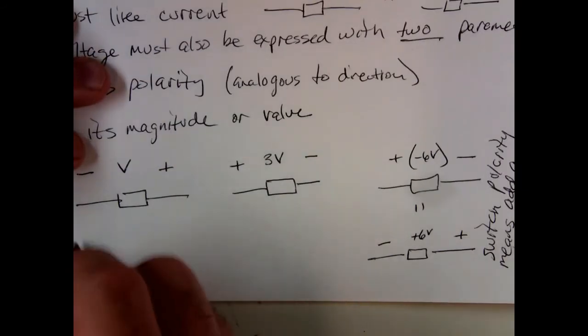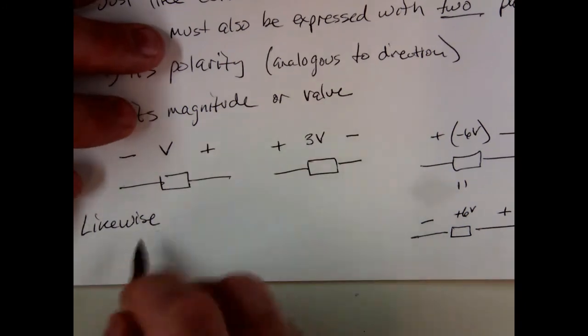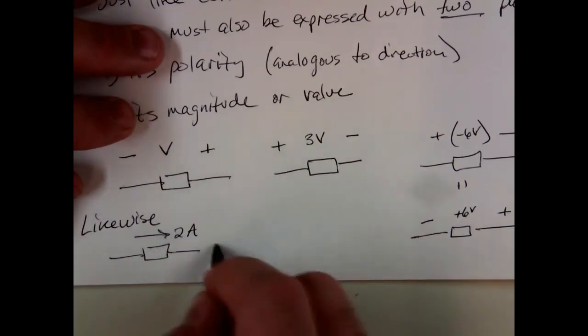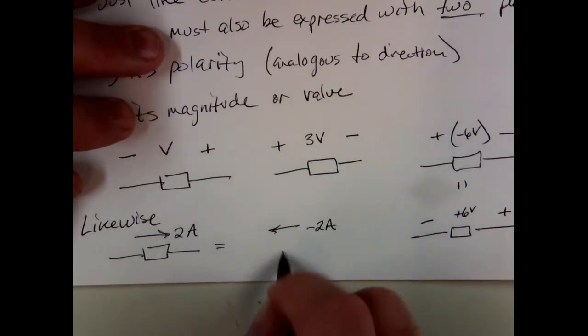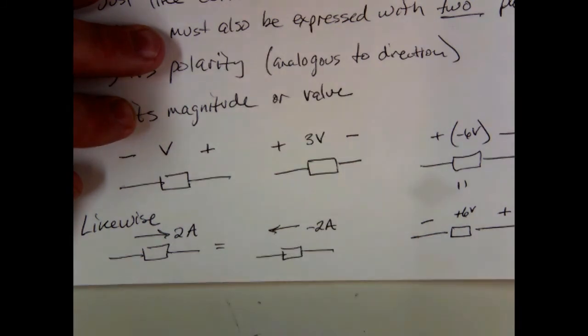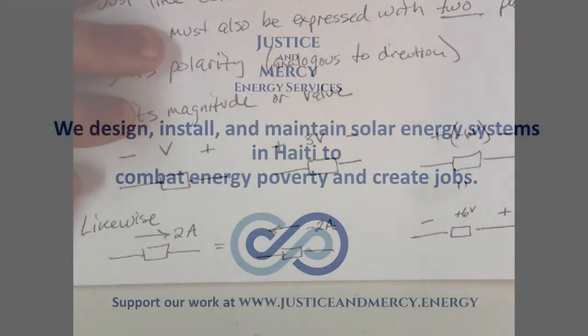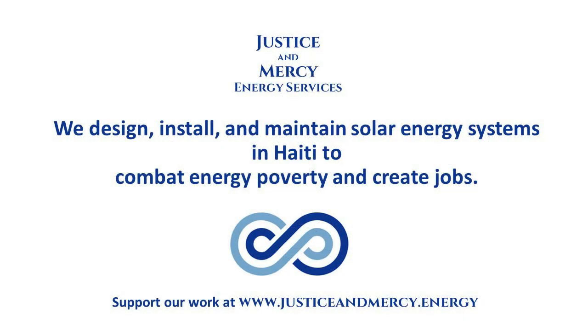Likewise, something I failed to remind you of during the current video is I could do the same thing with current. If I have current flowing one direction, I can redraw that current flowing the opposite direction if I change the value by multiplying it by -1. So the 2 amps to the right is equal to negative 2 amps to the left.